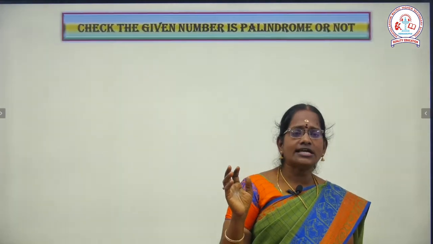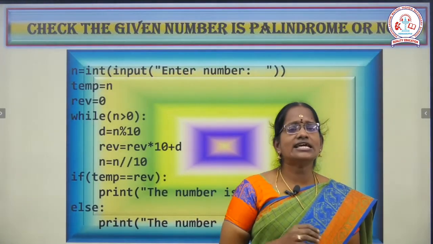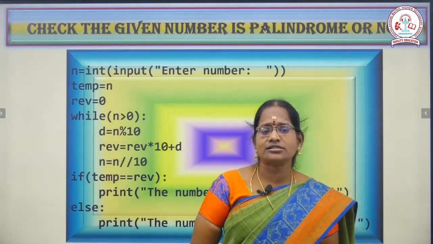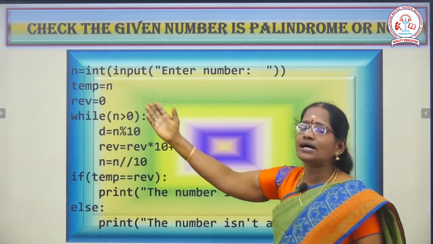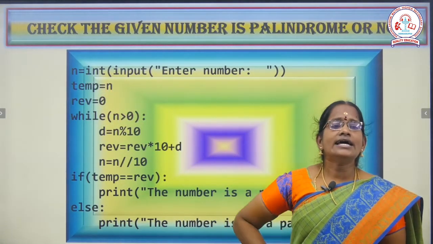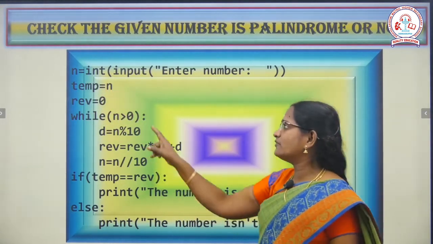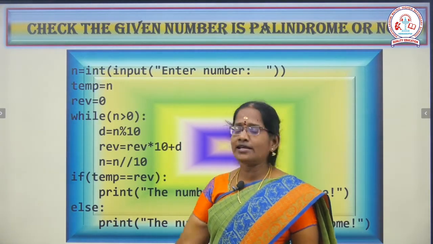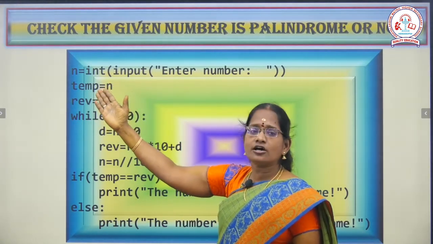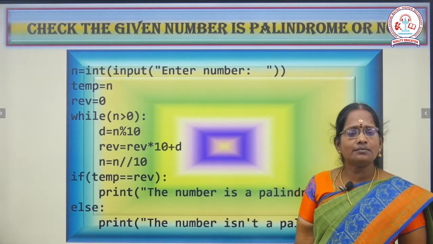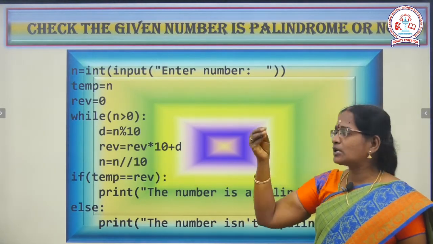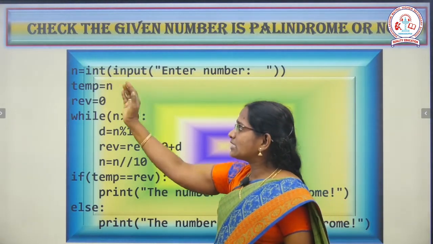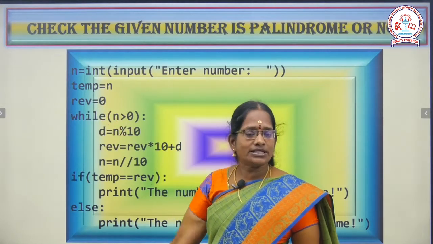Now, write a program to check whether the given number is a palindrome or not. First you enter the number. First you enter an integer number. For that purpose we are using int of. n is equal to int of, enter a number, any number. Any number you enter, that particular number is stored in a temporary variable.